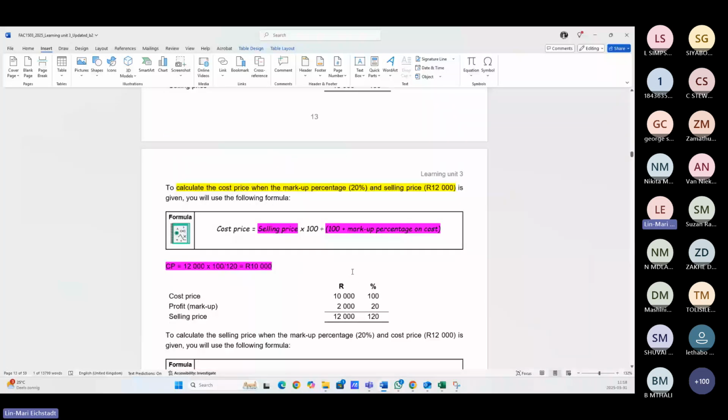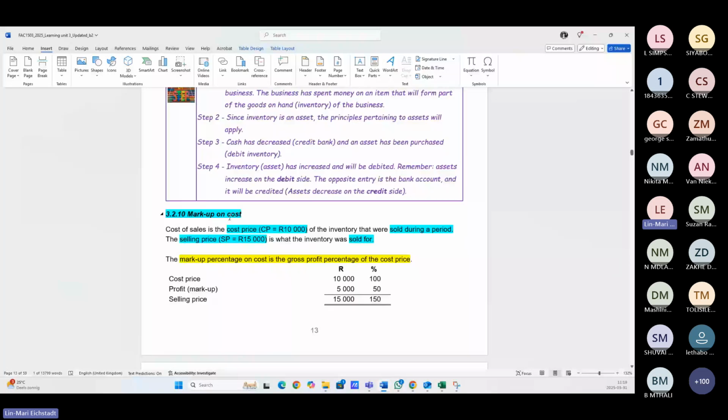So to get back to the markup on cost, your cost of sales is the cost price of inventory that you sold during a period, and you have your selling price, which is what your inventory is sold for. To get your markup or your profit, which another lady already touched on in our first session, you would have your selling price and see what your cost price is, and the difference is your profit. To determine your markup, your cost price is always 100, and whatever you add to that in terms of percentage gives you your markup.